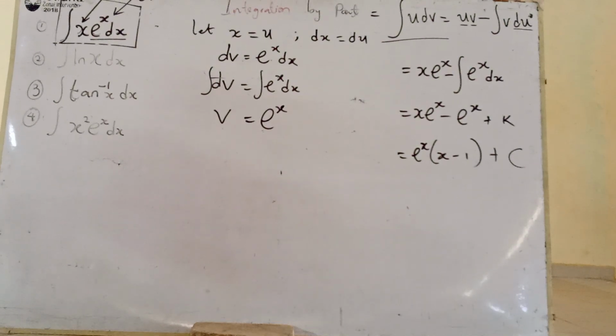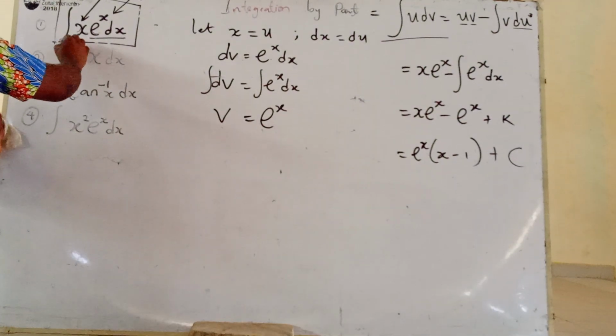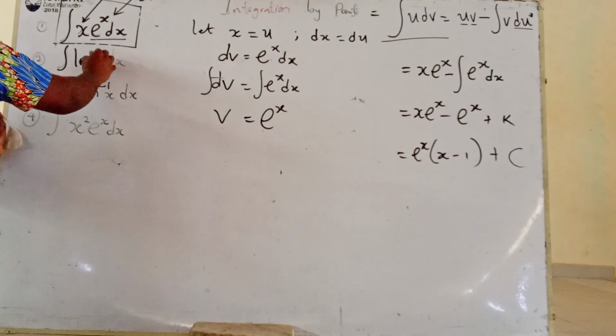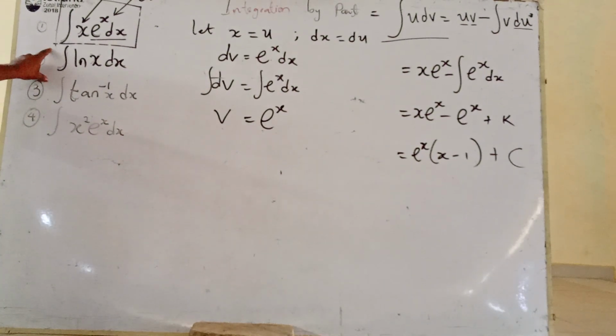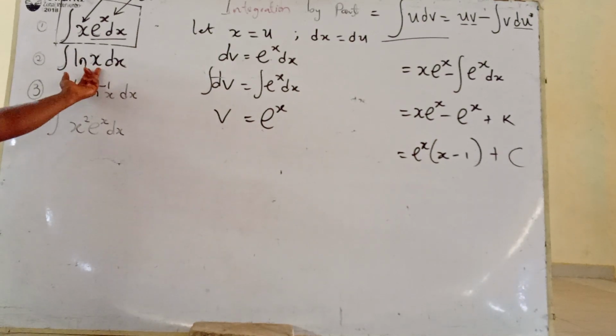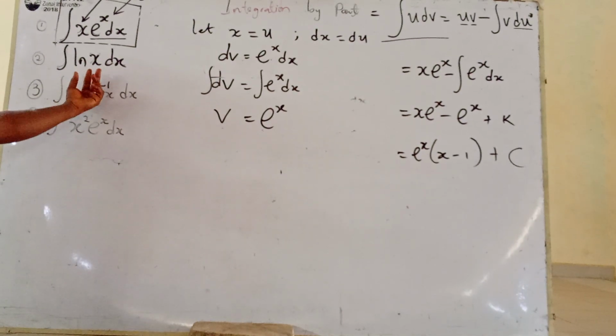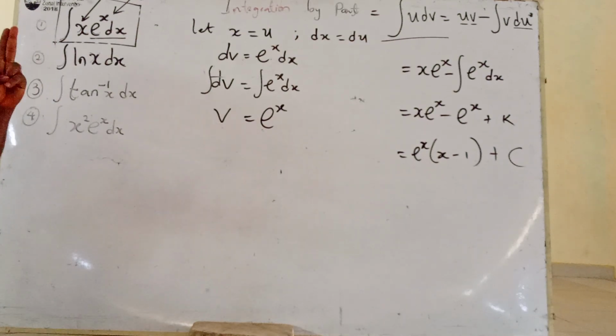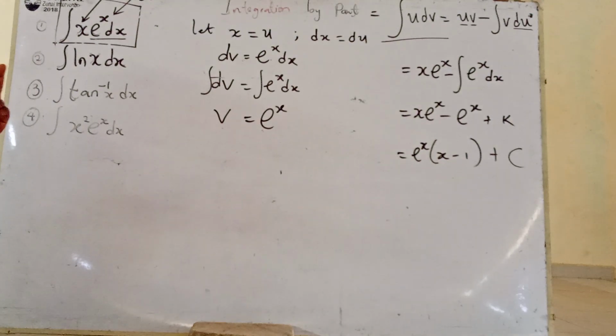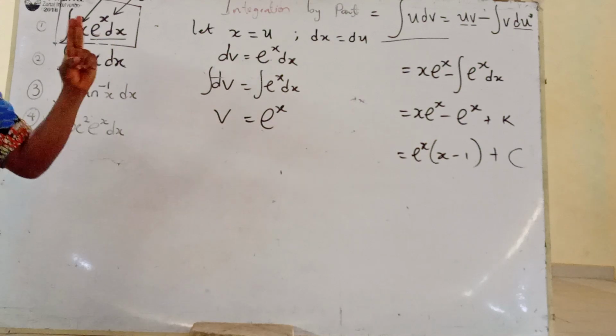The idea of integration by parts is that you are given two functions, right? The functions that you are given are in product form. When I say product form, it means the operation in between these two functions is multiplication. Are we together? You are supposed to multiply these two functions.